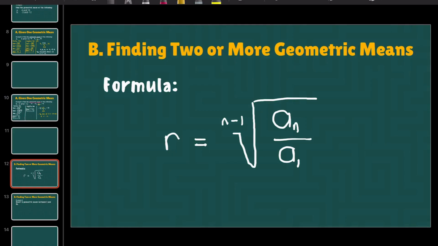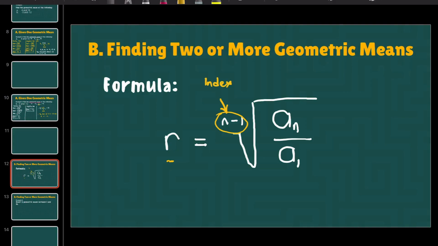R. This is the common ratio. So ang hinahanap natin dito is the common ratio para malaman natin kung ano yung mga geometric means between two given non-consecutive terms in our geometric sequence. So we have here R is equal to n minus 1. So we call this n minus 1 as the index.